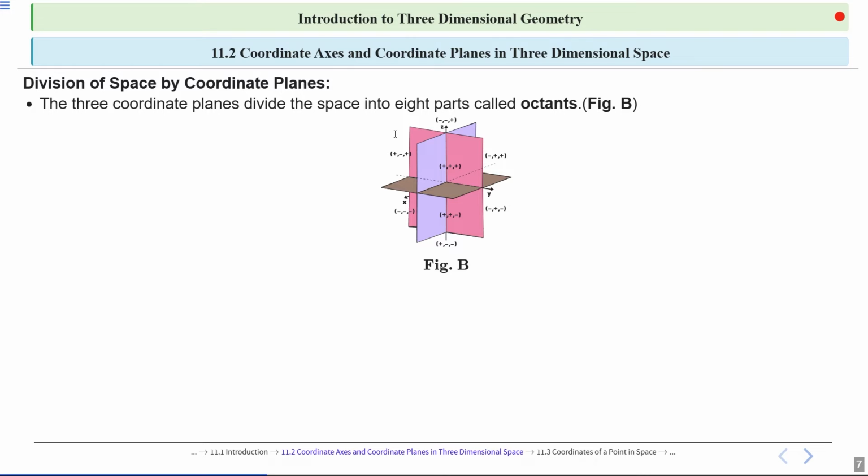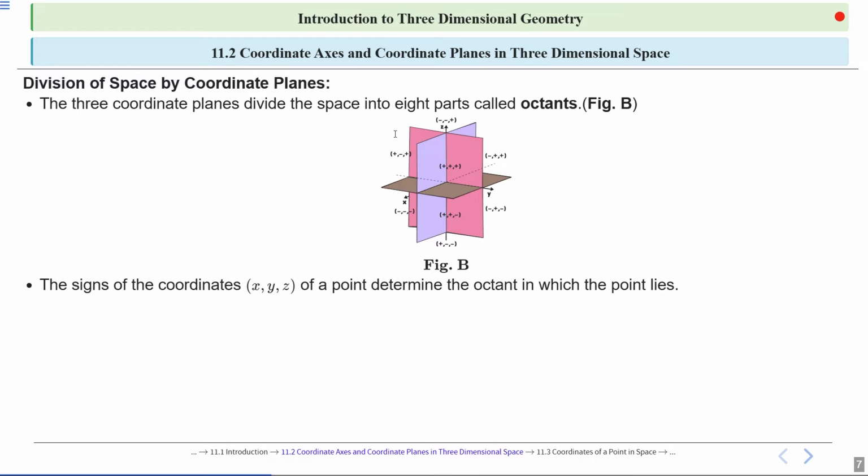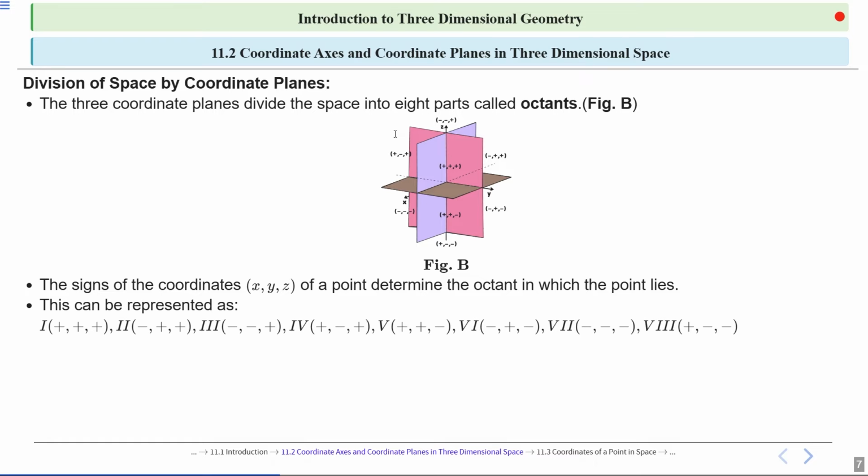You can see this illustrated in figure B on the slide. Notice how the position of a point in space depends on the signs of its coordinates x, y, and z. The combination of positive and negative values for these coordinates tells us exactly which octant the point is located in. So here the signs of the coordinates x, y, z of a point determine the octant in which the point lies.